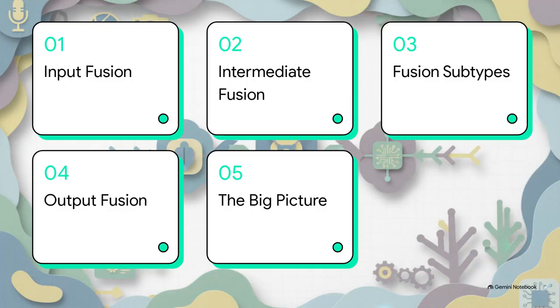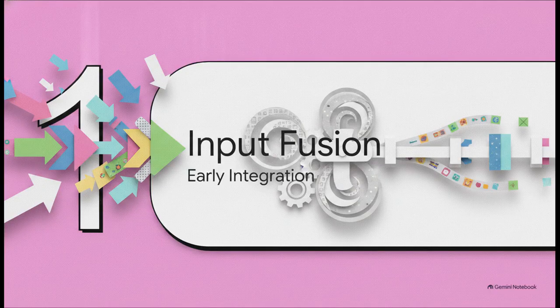Here is our roadmap for today. 1. Input fusion, early integration. 2. Intermediate fusion, feature level. 3. Intermediate fusion, subtypes. 4. Output fusion, final decisions. And 5. The big picture summary.